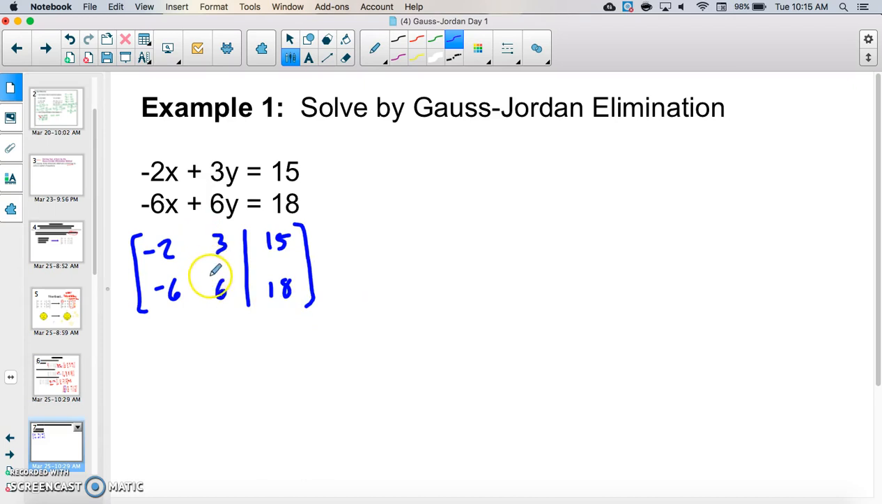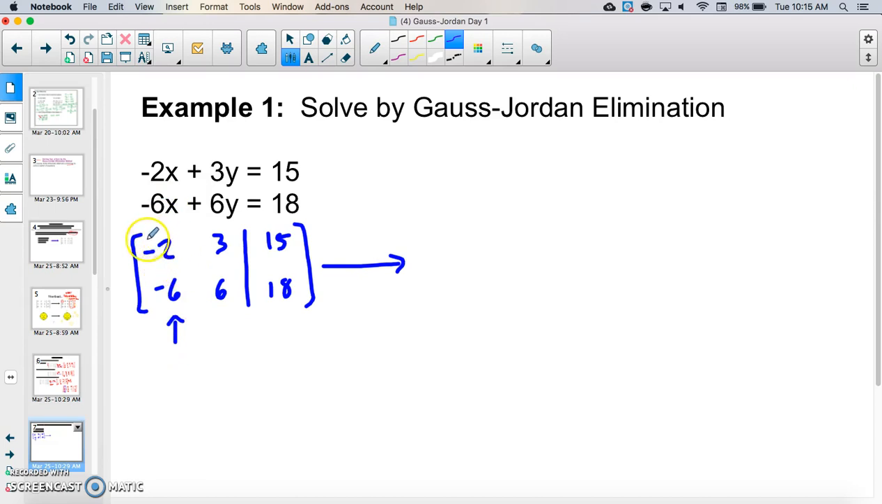Personally, I always try to get a 1 in this position first if it works out well. To do that, we've got a few different options. I could multiply the top row by negative 1/2, but that's going to give me some gross fractions. So another thought, I do like doing that first. Personally, I think in order to avoid the fractions, I'm going to aim for a 0 in this spot first.